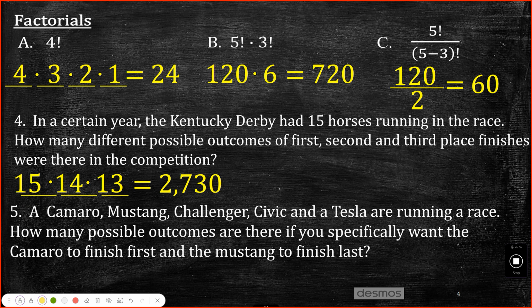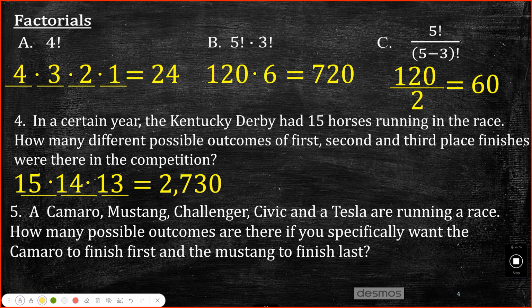And lastly, this is the last problem of the day. Number 5, a Camaro, a Mustang, a Challenger, a Civic, and a Tesla are running a race. How many possible outcomes are there if you specifically want the Camaro to finish first and the Mustang to finish last?